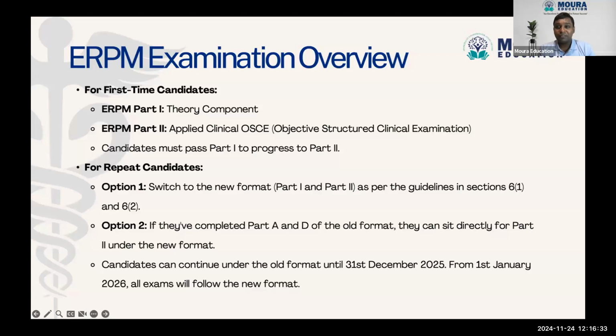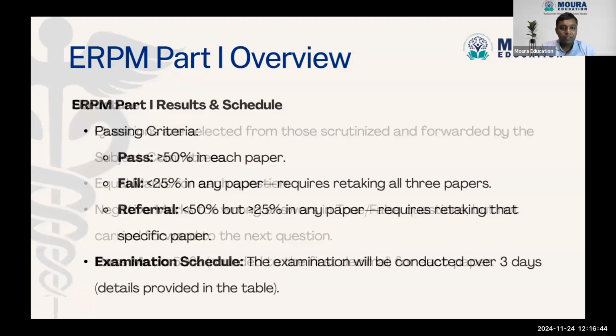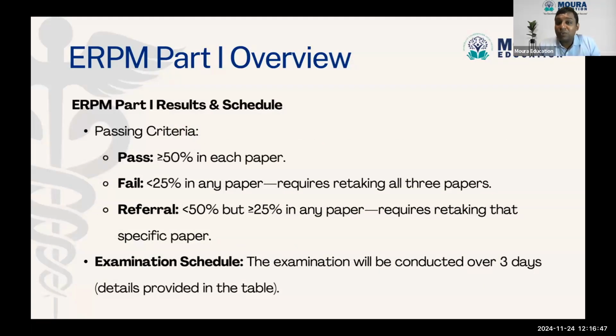And fourth, if you get less than 25 in any of these papers, you need to repeat all the subjects. Those are the disadvantages. Why am I highlighting these disadvantages? Because you have to improve on all those things. Here, with the new criteria, you need to get more than 50% to pass the exam. If it is less than 25 in any paper, you need to repeat all the subjects. Between 25 and 50, you can repeat that particular subject.